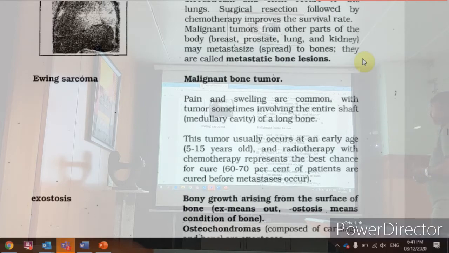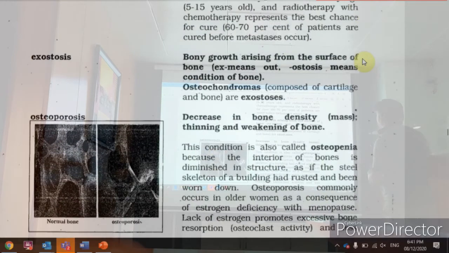Bone cancer, which is called as. Exostosis is nothing but a bony outgrowth that can happen. Osteochondroma is composed of cartilaginous bone, or exostosis, meaning excess bone formation. That is known as exostosis.